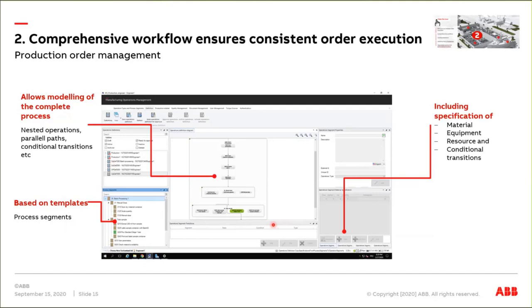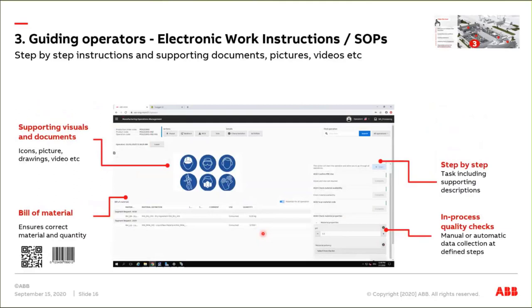Yes, and then if we take a look at how the workflow would look for a user, this is what we call the electronic work instruction or standard operating procedures. So here now is how these steps would be presented to an operator, as an example. On the left-hand side, we have the step-by-step guidance. So I have a description of what should be done and a confirmation that should be given. And in addition to that, I can introduce supporting visuals. It can be pictures, icons, videos, or P&ID, et cetera, that could be of relevance for the operators when they perform these tasks.